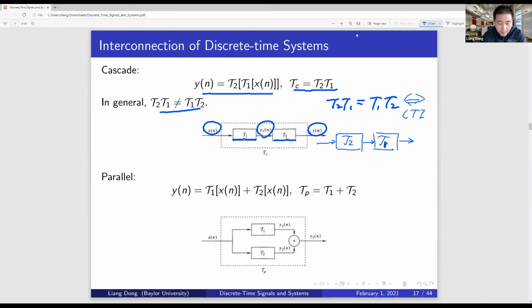Parallel is similar. It's easy to understand. I have an input signal x[n] going through the first operator, and x[n] going through the second operator. The outputs are combined. Therefore, the parallel operator can be written as T1 plus T2. The block diagram is shown at the bottom.